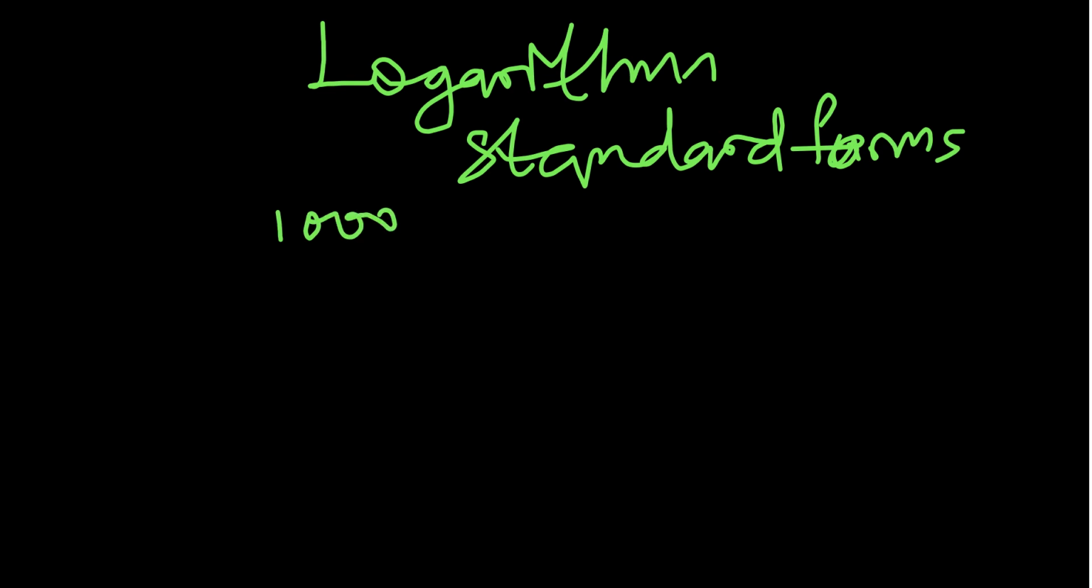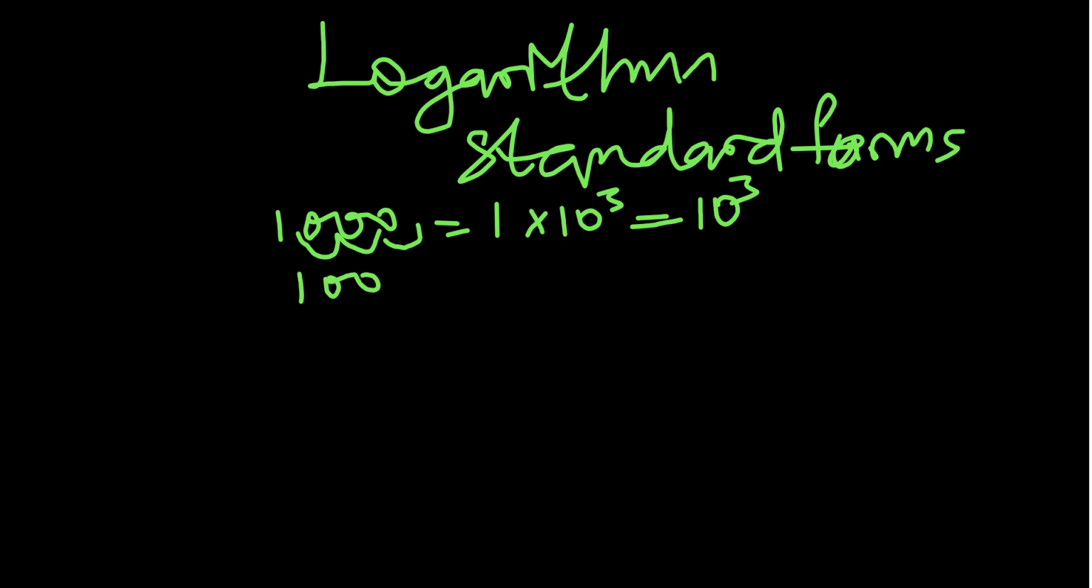There is a decimal point here, so you have to move the point 1, 2, 3. So this becomes 1 times 10 raised to power 3 because you have moved 3 places to the left. So this is also 10 raised to power 3. You may want to look for the standard form of 100. You still have to move it from here to here. So you have 1 times 10 raised to power 2, which is equal to 10 raised to power 2.